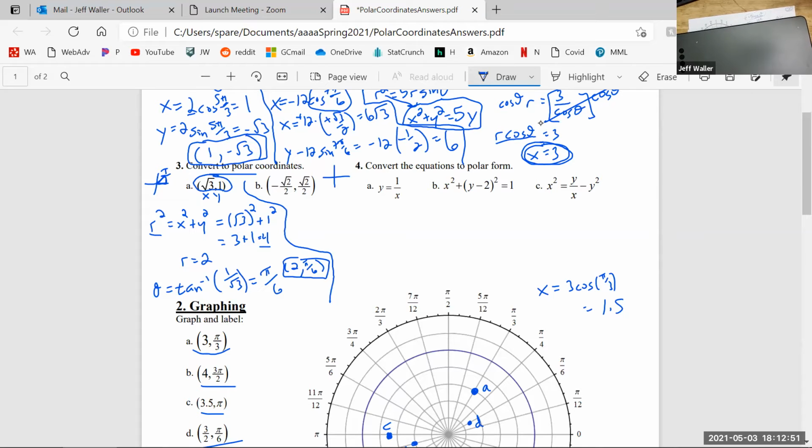Don't forget, you have to consider what quadrant you're in. That's important.